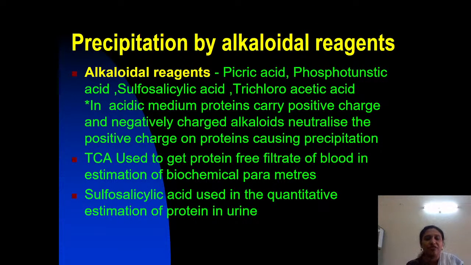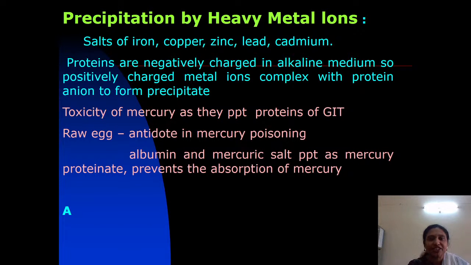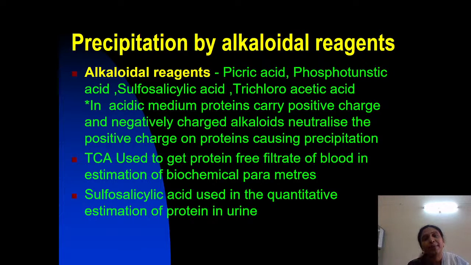Then coming to the next one, precipitation by heavy metal ions is done. The next one is precipitation by alkaloidal reagents. Alkaloidal reagents are acids like picric acid, phosphotungstic acid, sulfosalicylic acid, and trichloroacetic acid, that is TCA. All these are alkaloidal reagents. They act as precipitating agents.